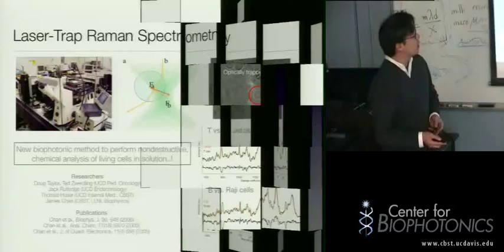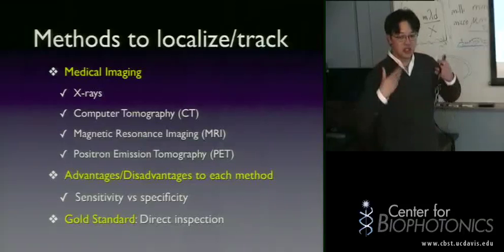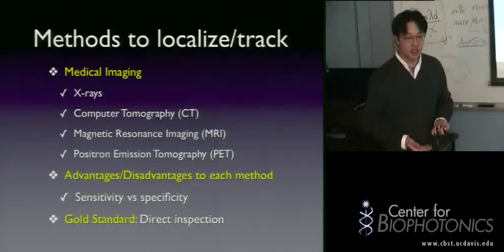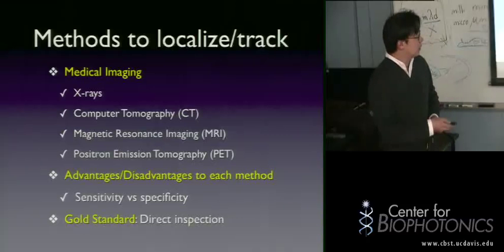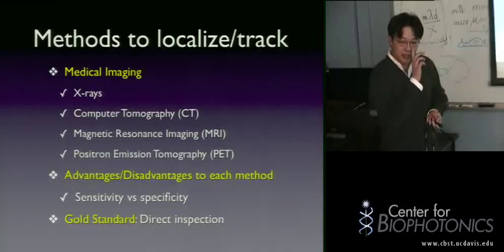So all of that was to talk about diagnosing cancer. Now, methods to localize and track it. Again, medical imaging is very important. You can image the whole body, and if you know what you're looking for, you can identify where the cancer is located inside the body. There are advantages and disadvantages to each method. Sensitivity and specificity are always an issue.